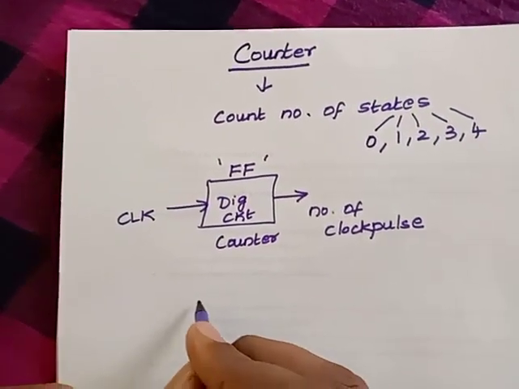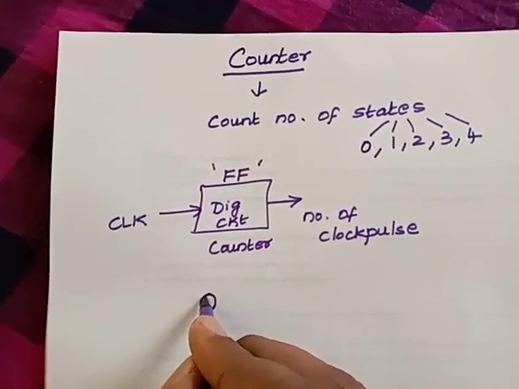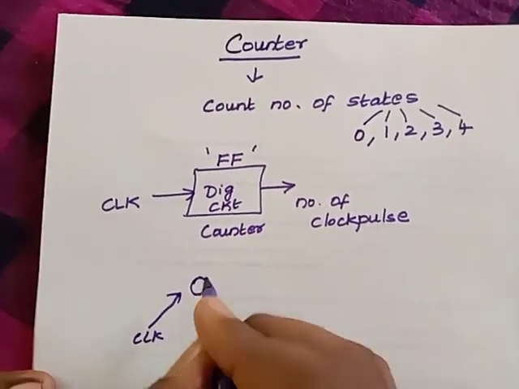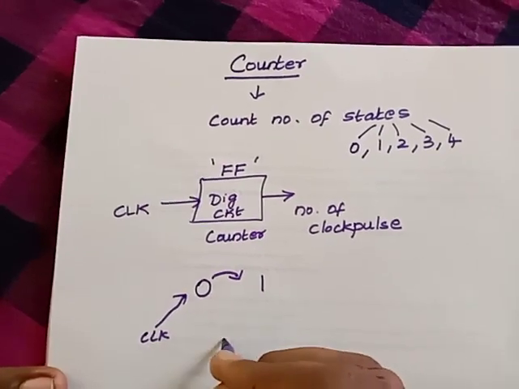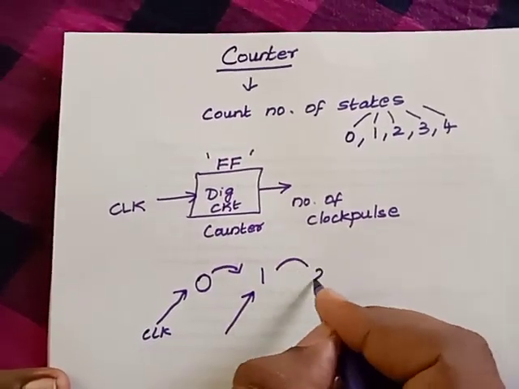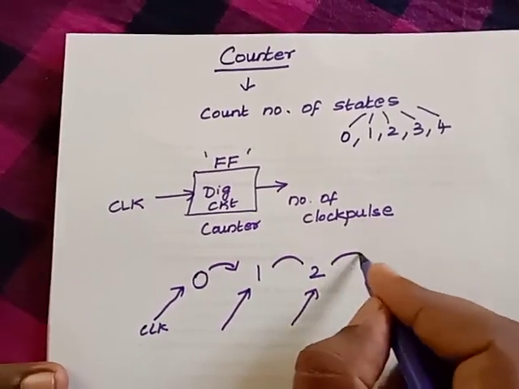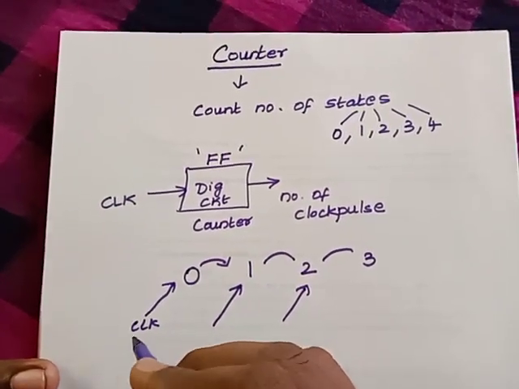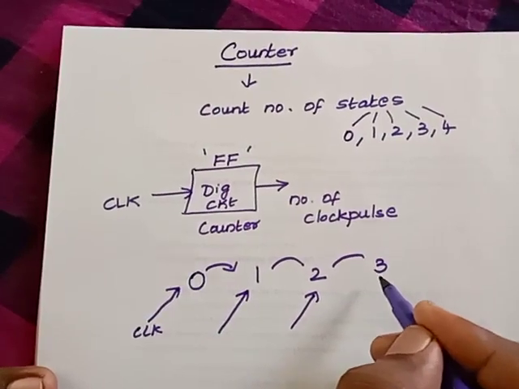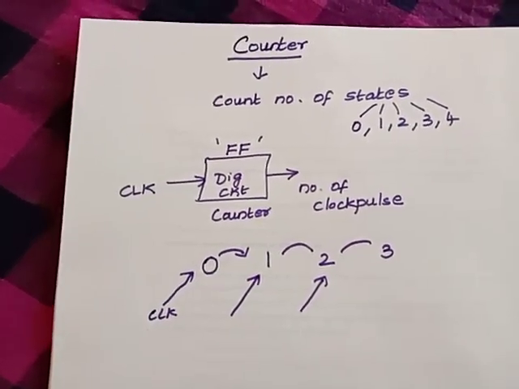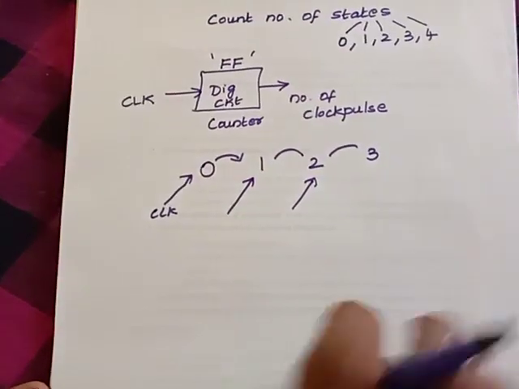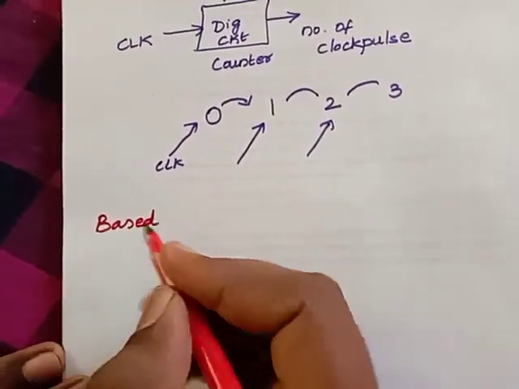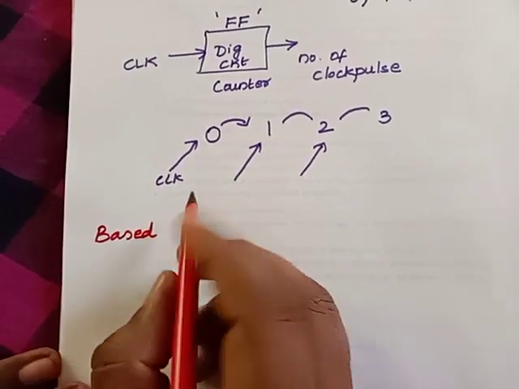That means, for example, if the value is 0, when I apply a clock pulse, it changes to 1. Now, when I apply a clock pulse, it changes to number 2. When I apply a clock pulse, it changes to number 3. That means a digital circuit is actually counting the number of clock pulses applied. Okay. So this is the basic idea of a counter. We'll see what types are available for counters. So I told you the digital counter is nothing but it is counting the number of clock pulses.